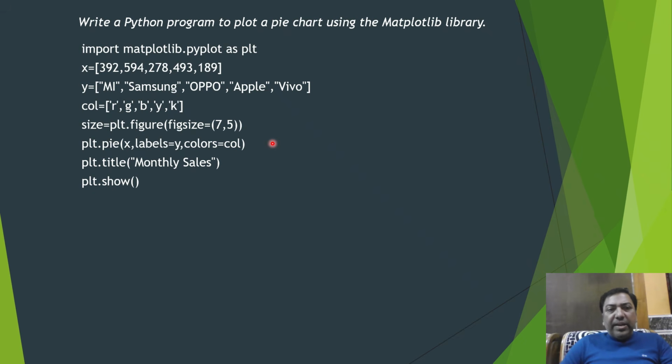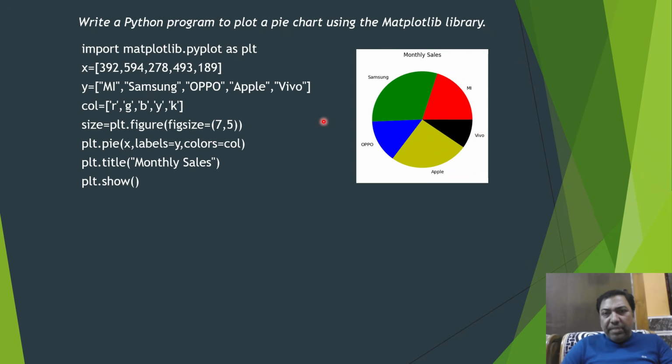So here we don't set x label and y label values. You can see the output of this will come. Monthly sales is the title, and these are the different labels, beginning from here: MI 392, 594 Samsung, then 278 Oppo, Apple 493 and 189 for Vivo. So this way, this is a pie which is showing the proportion to the whole. So I hope it is clear.